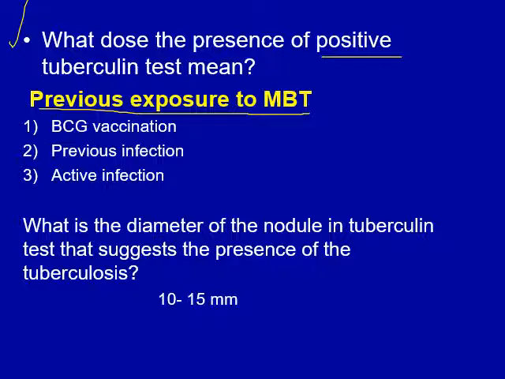So if the patient has had BCG vaccination, it's better to use the IGRA test. It is not affected by the BCG vaccination, but it also cannot differentiate between the latent and the active infection. The diameter of the nodule in the TB test to be positive should be more than 10 to 15 millimeters.